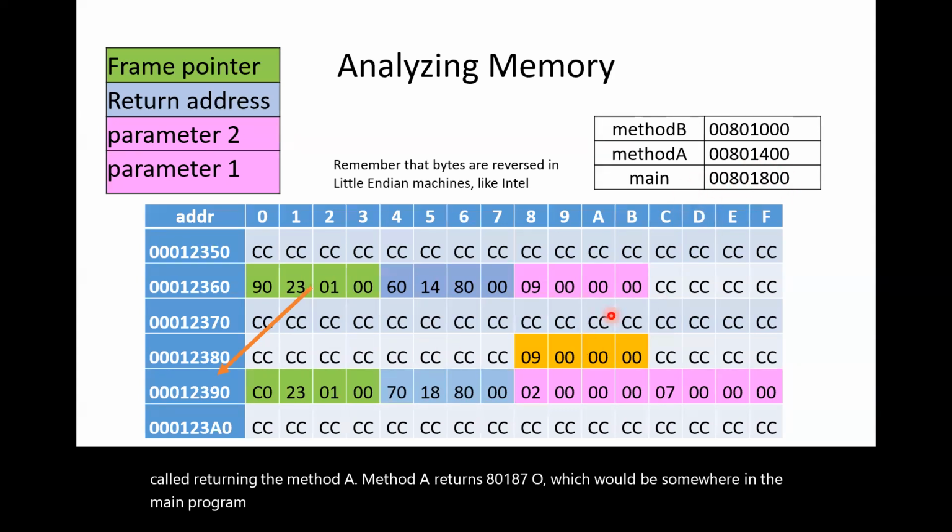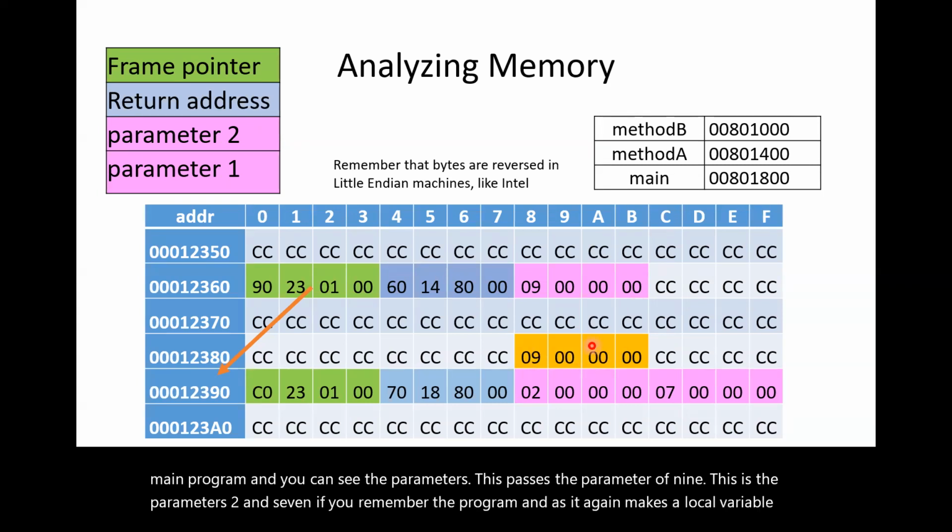And you can see the parameters. This passes a parameter of 9. These are parameters 2 and 7. If you remember the program, it adds them together, makes a local variable, adds them to 9, and so forth. Okay.